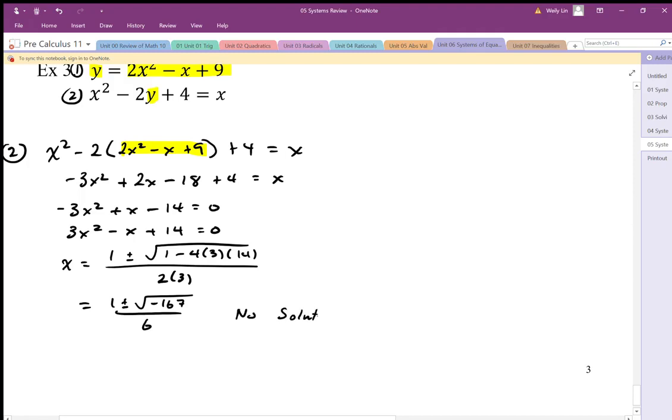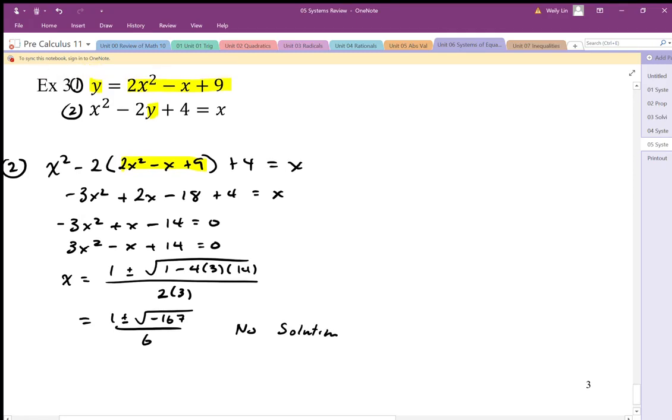So it looks like these two parabolas do not intersect each other. So it looks like we have no solutions in this particular case.